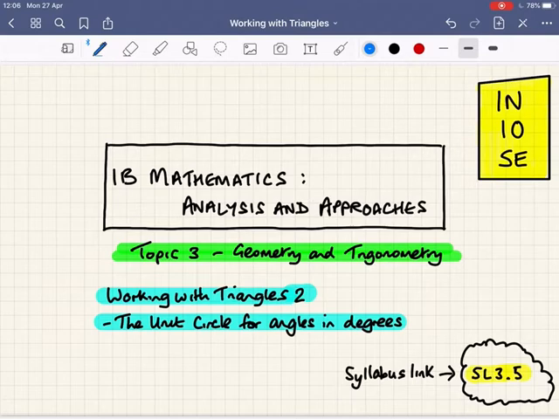We're looking at the unit circle in terms of angles in degrees. This is essential knowledge as you get into more trigonometry, and especially when you get into measuring angles in radians and thinking about circular measurement. So it's essential that you grasp this topic. We'll start with degrees, which we've seen before, and at a later stage we'll introduce the idea of radians.